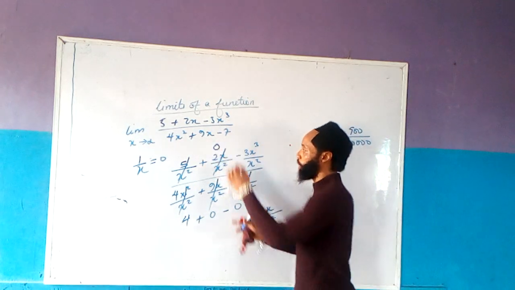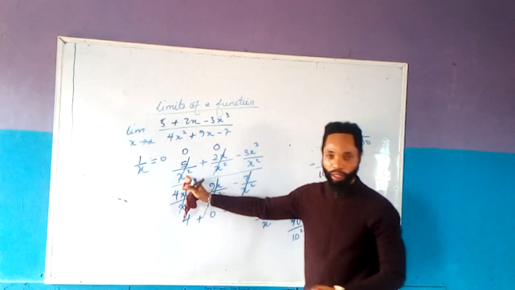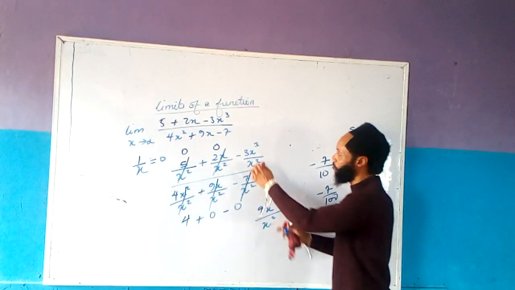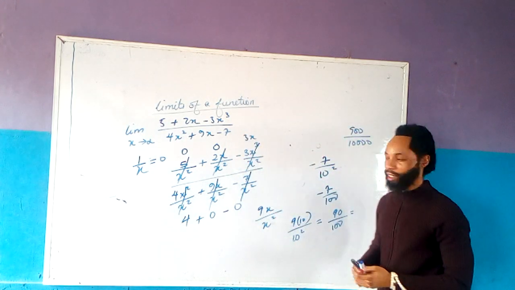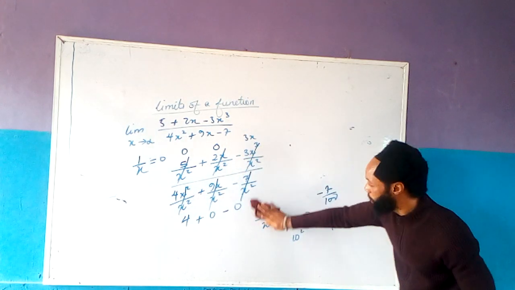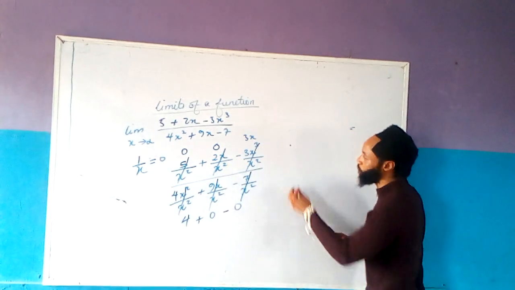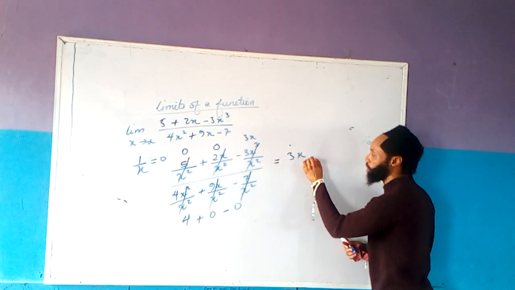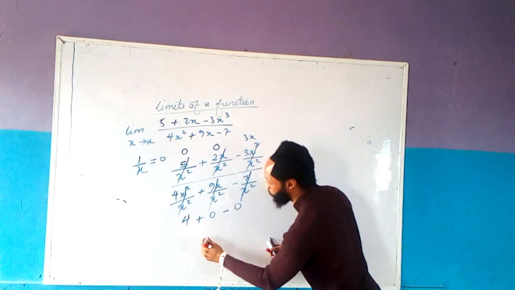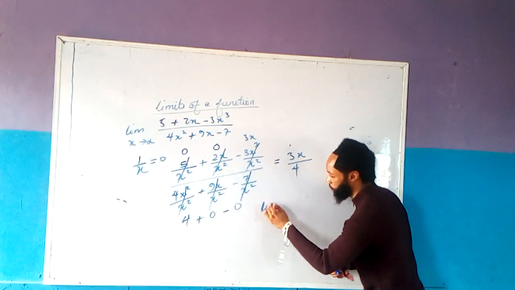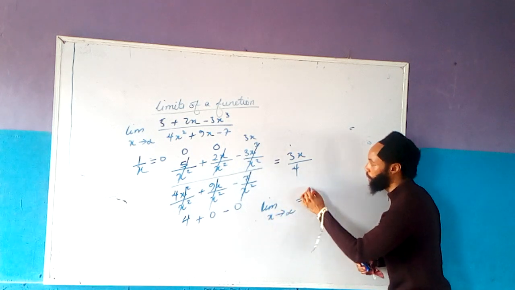Now this is a 0. The denominator is bigger. This is also a 0. The denominator is bigger. Now here, what are we going to have here? 3x. And now, remember, we are asked to evaluate as x approaches infinity. So we write 3x over 4. Remember, the question is the limit as x approaches infinity.